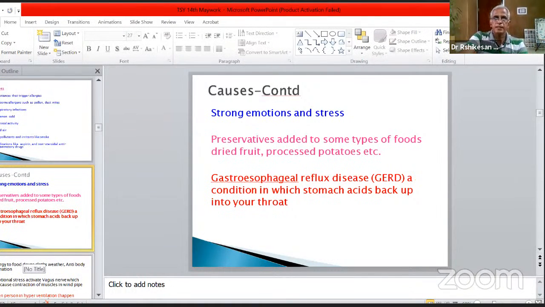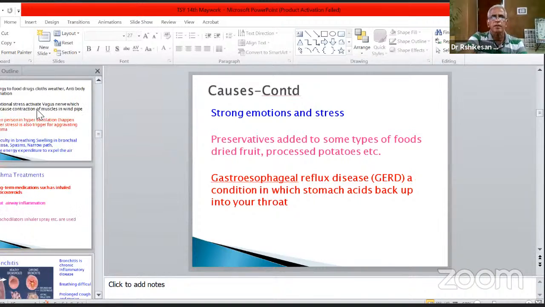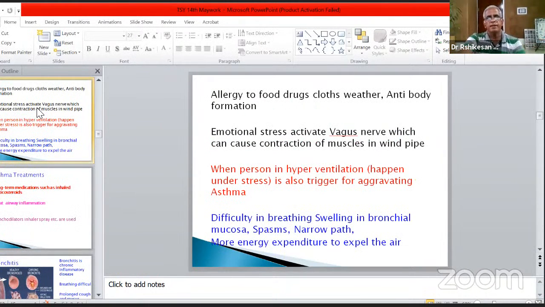So this is with respect to asthma, and I am repeating some of the things. Allergy to various objects, even cloth, and so many things. And emotional stress. Emotional stress activates the vagus nerve, which can cause contraction of the muscles in the windpipe. Some research findings are there on this. You can see these parasympathetic nerves.